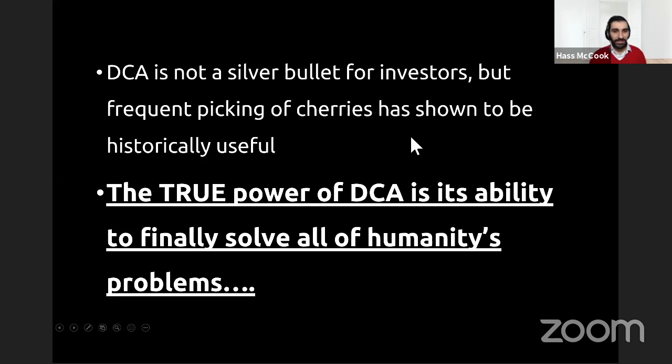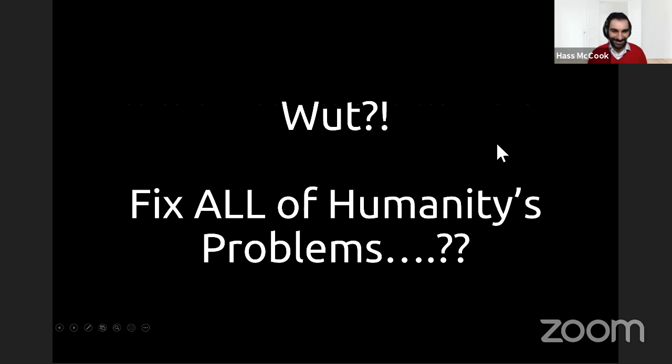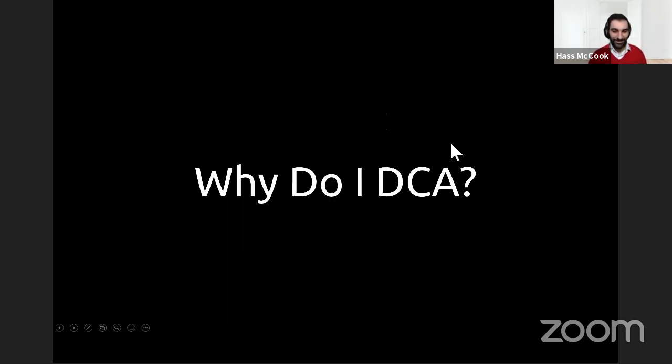We've also seen that DCA isn't a silver bullet for investors because sometimes if you pick the right cherry, you gain big. But the true power of DCA isn't the ability to make money for you or your investment portfolio, but to solve all of humanity's problems. What? Fix all of humanity's problems? Sounds like a preposterous statement. But I'll tell you why.